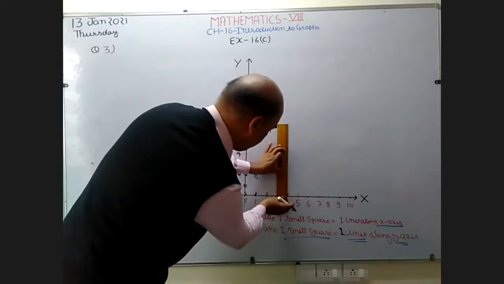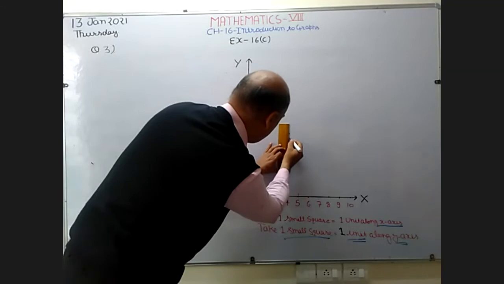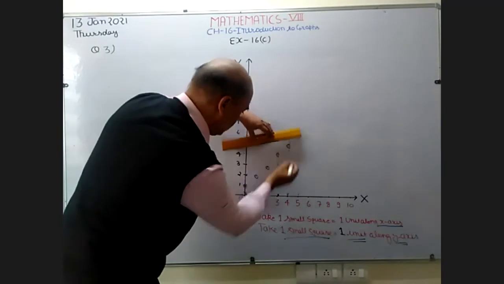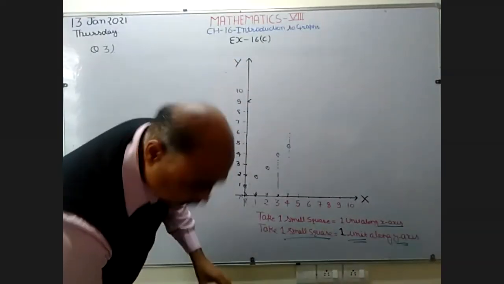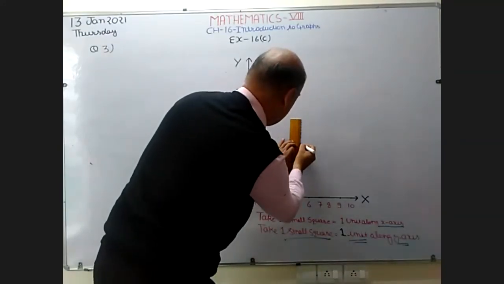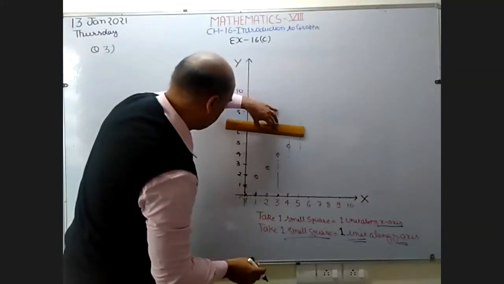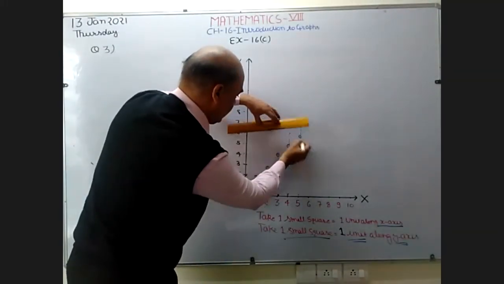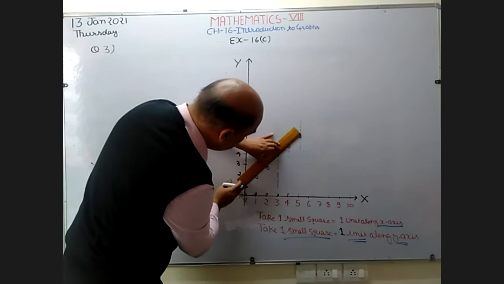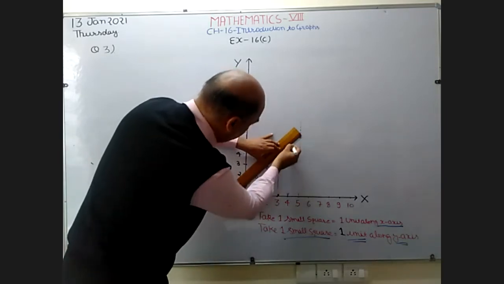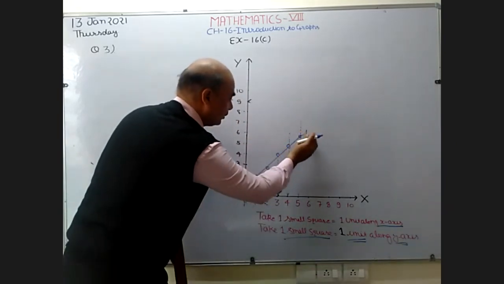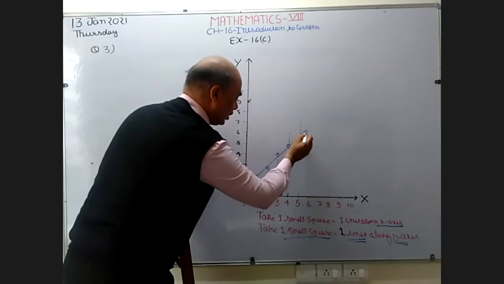Next one is 4 and 5. So 5 is this one, and this is the next point. Next is given 5 and 6. So take the value of x as 5 first. After that take the value of y as 6. So 6 is here, and this is the next point. Okay, join them. So this is the graph which is given in your book. This is the graph line which is given in your book.